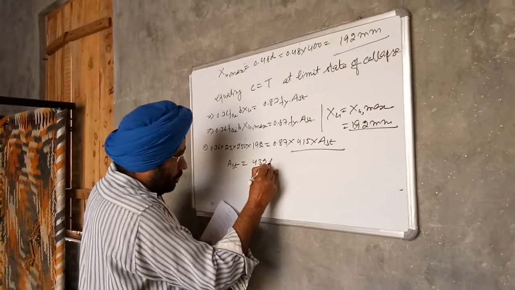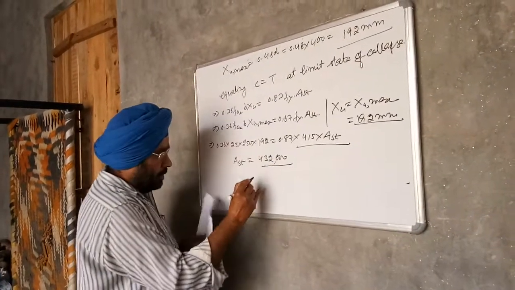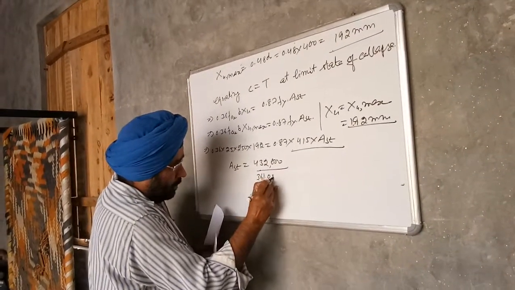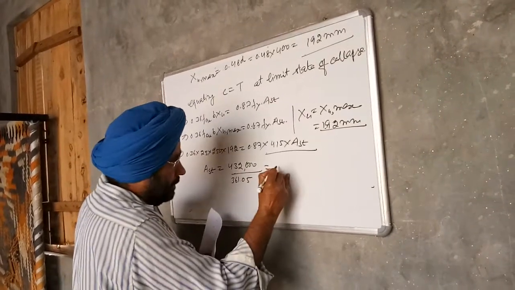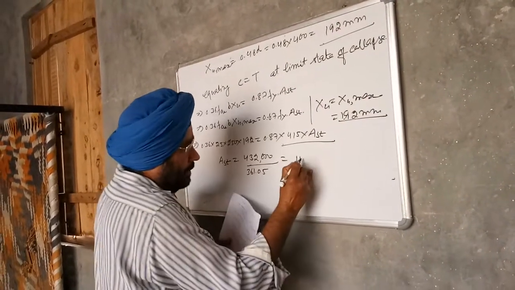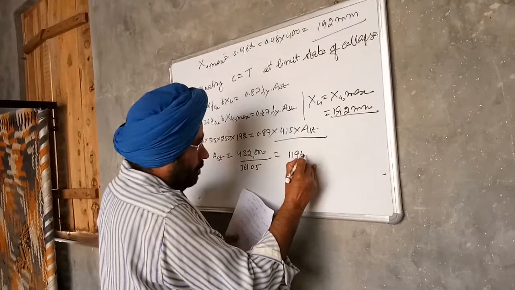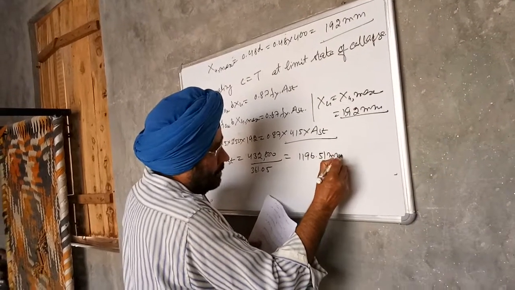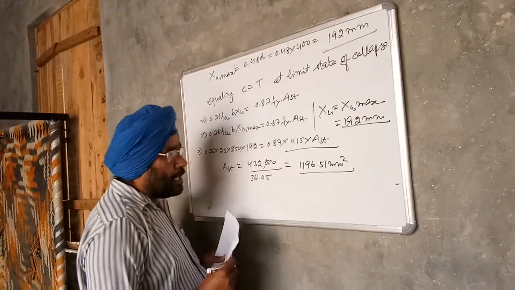So solving for Ast, we get area of the steel Ast is equal to 432,000 upon 361.05. So the value is 1196.51 square millimeter. So this is the area of the steel.